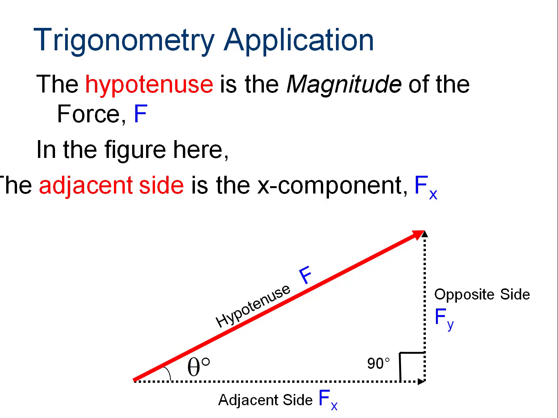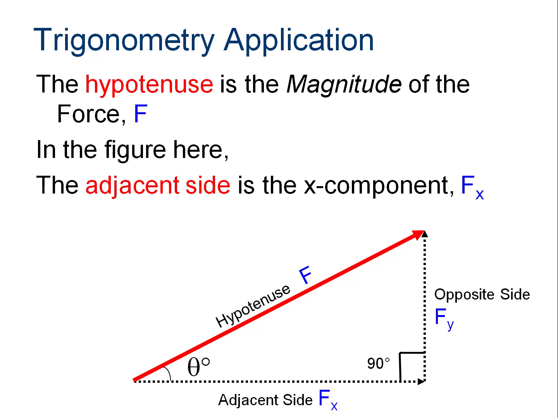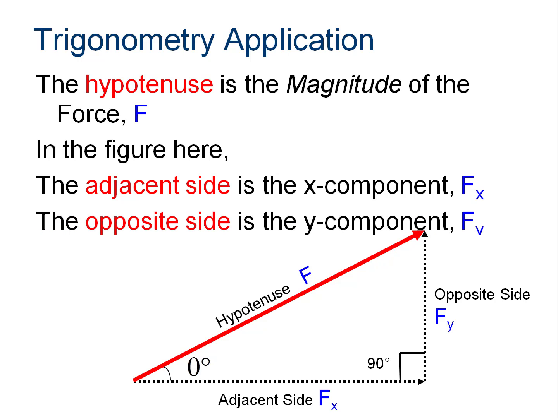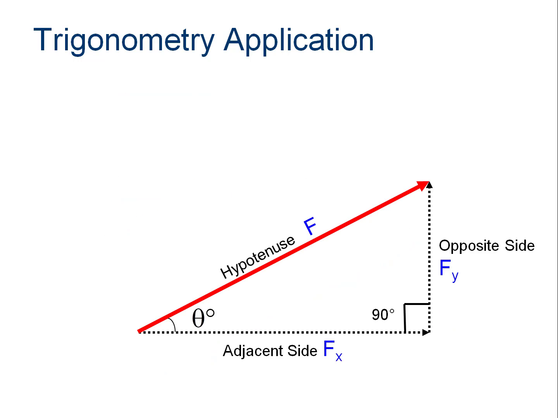So in this figure, the adjacent side is that x component, F sub x. The opposite side is the y component, F sub y. That's trimmed off a little there. It should be F sub y. It looks like F sub v.